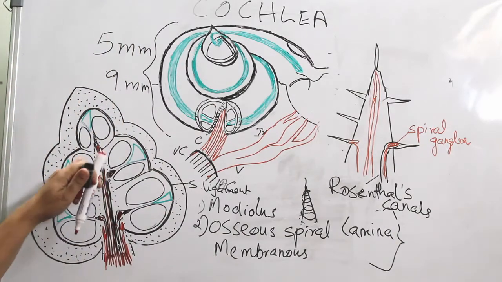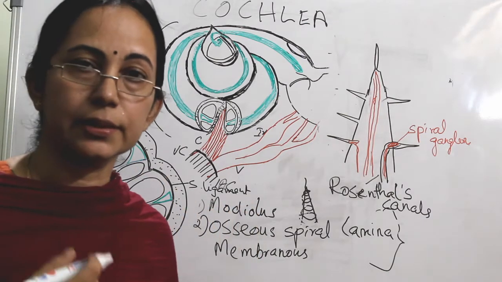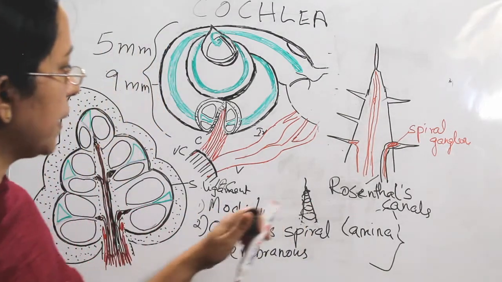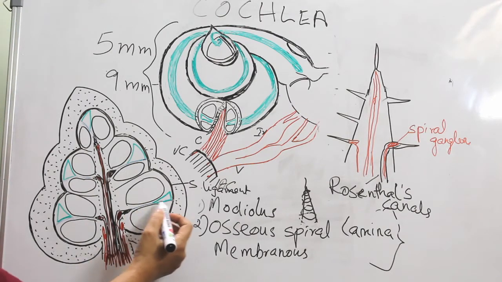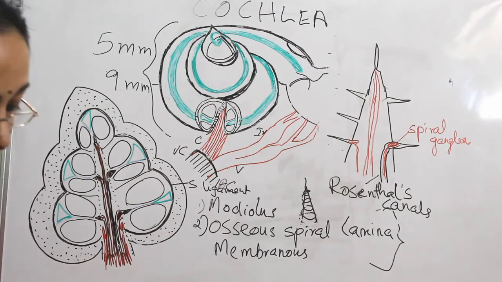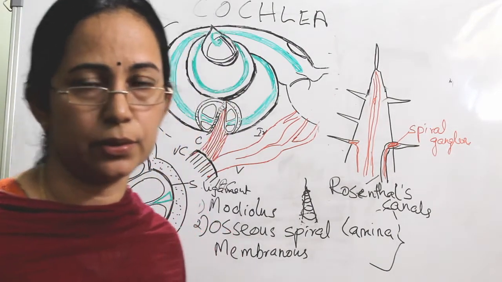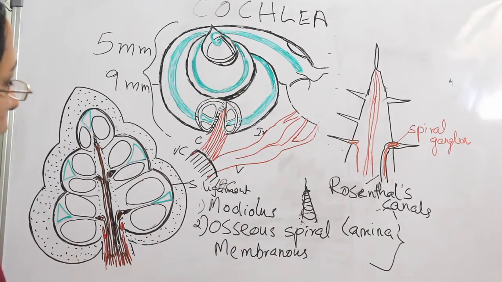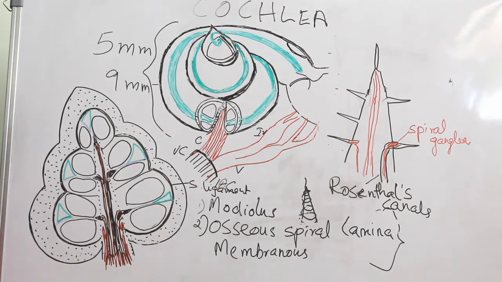Right? So, we have described the modiolus. Then, wound around the modiolus like the thread of a screw is the osseous spiral lamina. And from the osseous spiral lamina to the spiral ligament comes the membranous spiral lamina. On that lies the basilar membrane of the cochlear duct, or the organ of Corti. Okay. And I have also told about the spiral ligament.